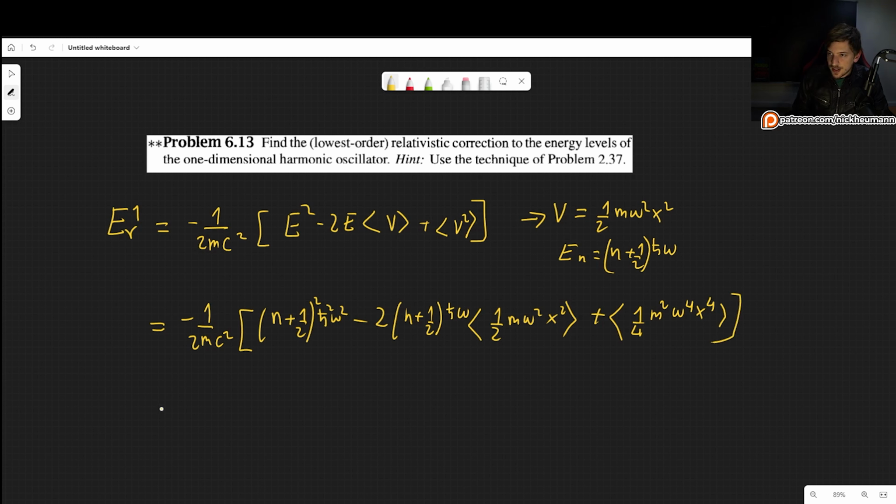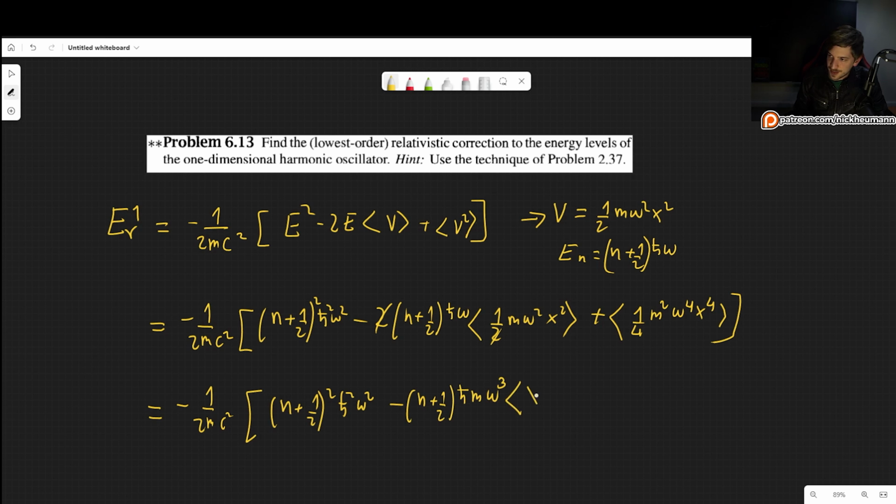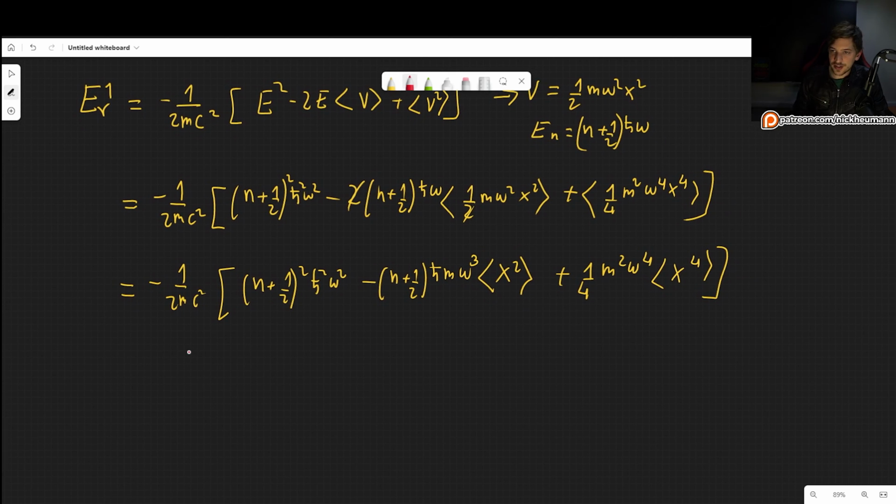Okay, so what does this give us? Now let's simplify this a little bit. This doesn't change at all, so we still have (n + 1/2) squared, h bar squared, omega squared. But now we can take the constants out of the expectation value. The 2 cancels out with this, so we get minus (n + 1/2) h bar m omega cubed times the expectation value of x squared. And then plus, taking out our constants as well, 1/4 m squared omega to the 4th power, expectation value of x to the 4th power. And this is what we now need to solve. To find the corrections, we need the expectation value of x squared of the harmonic oscillator and the expectation value of x to the 4th of the harmonic oscillator.